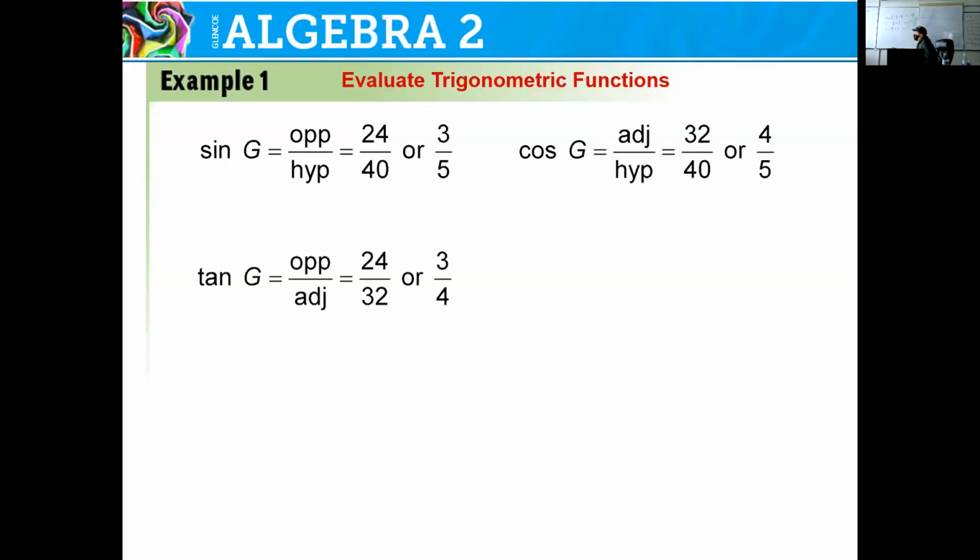Tangent, 3/4 after simplifying it. Cotangent, 4/3. Once again, those are reciprocals. Okay, tangent and cotangent are reciprocals, so you can see how they're just flipped.